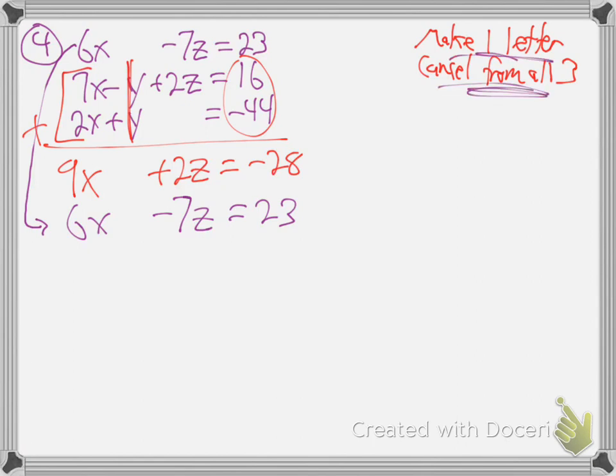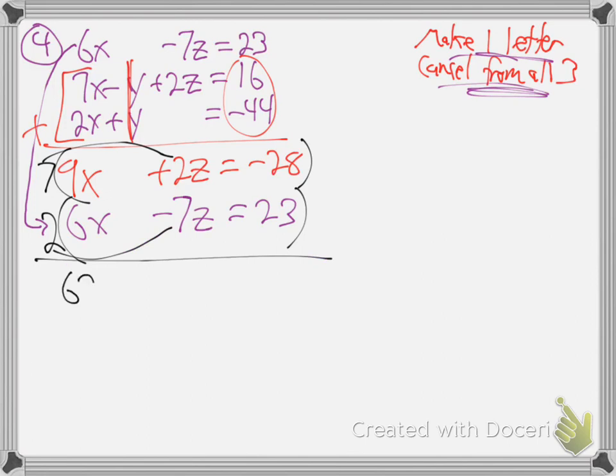Okay, now what do I do from here? Well, I got to get something else to cancel. So I got to get like those z's to cancel, for example. So now I'm going to multiply through this one by 7 and this one by 2, right? Because 7 times 2 will be 14, and 2 times minus 7 will be minus 14.